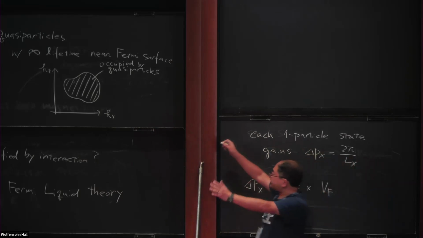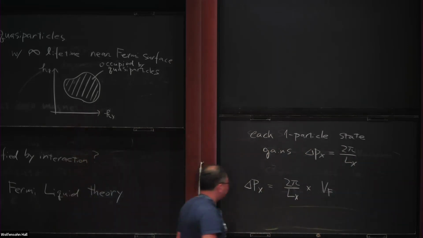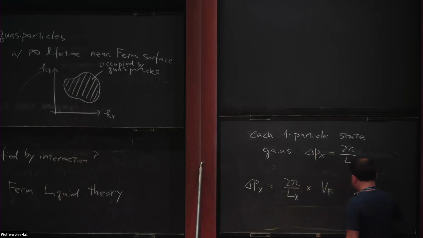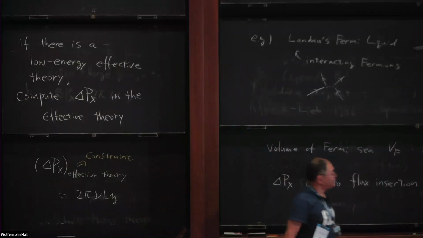But if you consider a finite size system, the momentum is quantized in units of 2 pi over Lx and Ly. So for a two-dimensional system, for example, the total momentum shift is calculated like this. And then you equate this with this one.